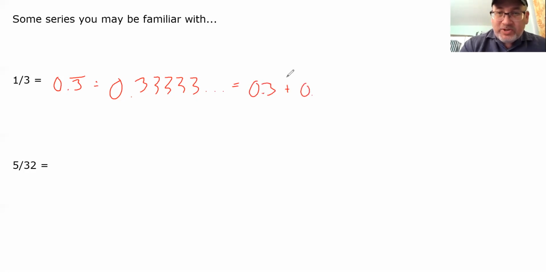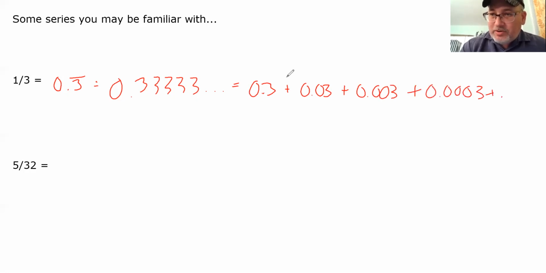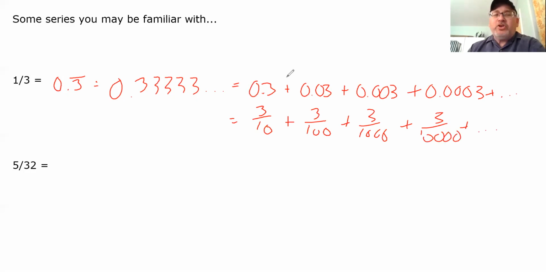Well, that means 0.3 plus 0.03 plus 0.003 plus 0.0003 and so on. And we can even write these as fractions by saying 3/10 plus 3/100 plus 3/1000 plus 3/10,000ths, and so on. So when you see a repeating decimal, you're actually looking at a short way of saying an infinite series. Again, an infinite sum of a sequence. That's the main difference between sequence and series.